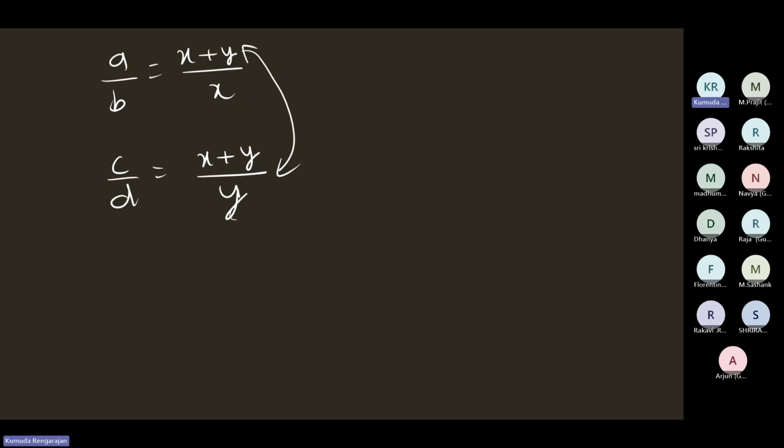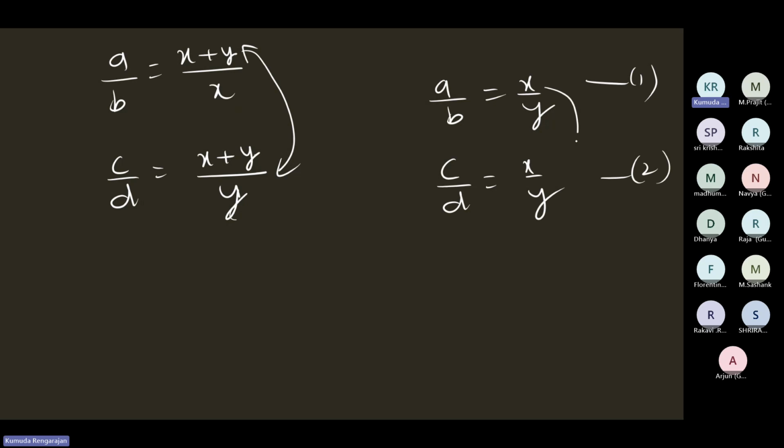So this is how we handle proportions. When we have 2 proportions, I'll write this again. A by B is equal to x by y. C by D is equal to, say, x by y. So here, in these 2 proportions, x by y is common to both. So from 1 and 2, we can conclude that A by B is equal to C by D.